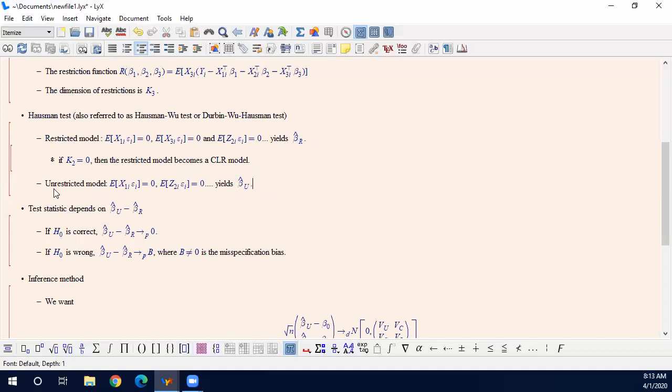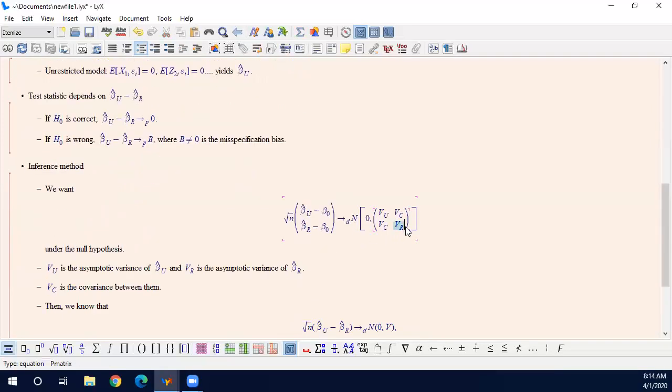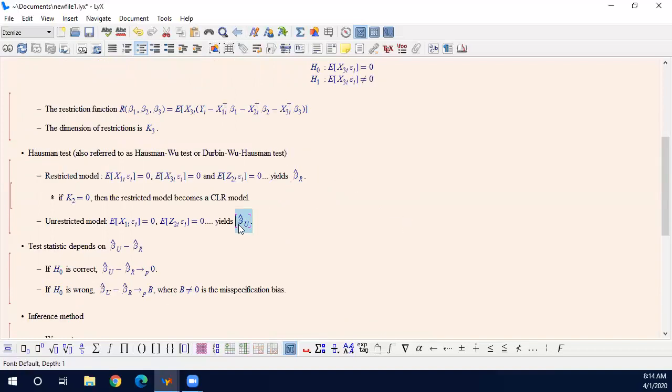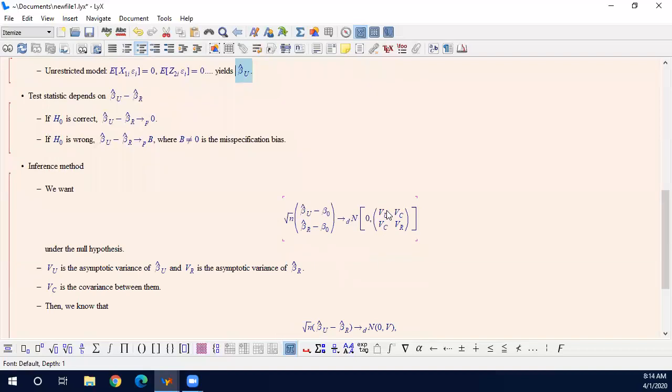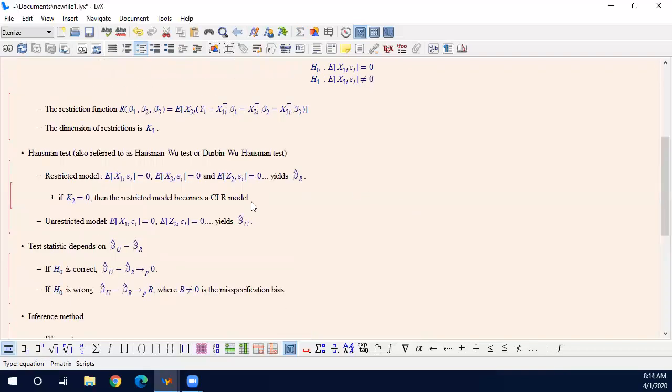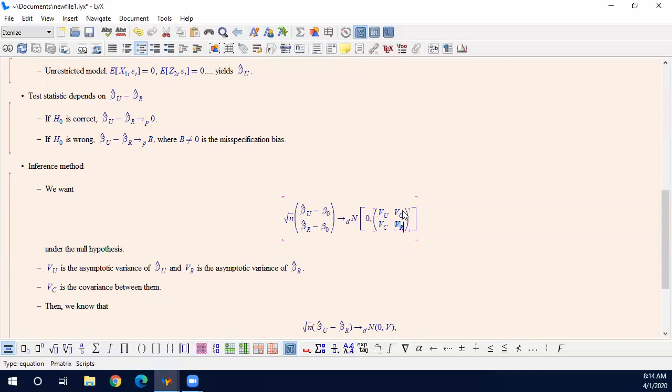And similarly, if you think about the unrestricted model, it's another GMM estimator or two-stage least squares estimator, and you can calculate its variance. So that is easy. If you calculate the variance of this one, that is this one. And if you calculate the GMM variance of this one, that is this one. Actually, in practice, Stata, the program, is going to calculate the variance for you. So you don't need to do anything for these two, but the covariance is a different structure.